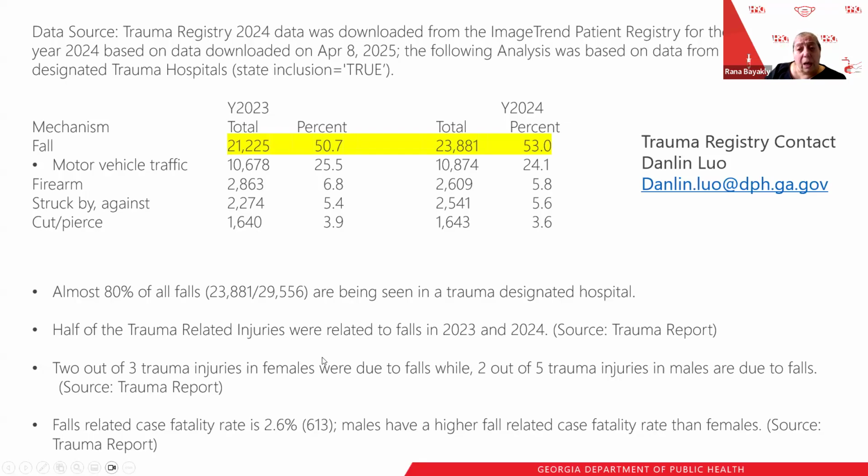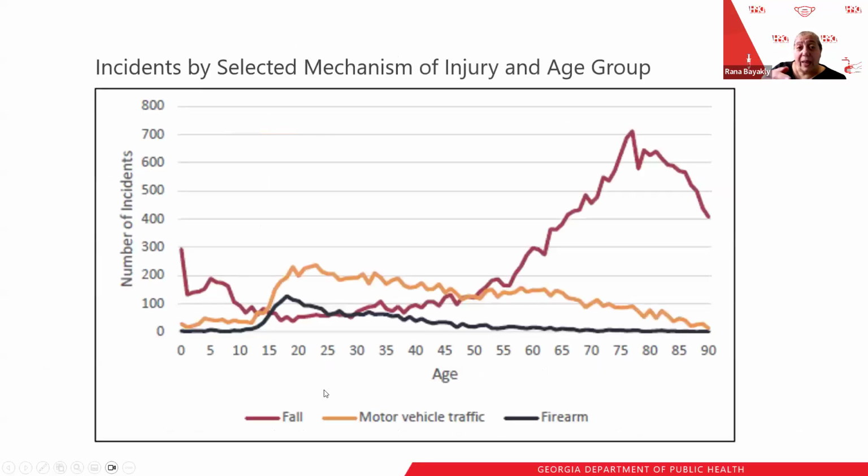And for the trauma, the death is really low among falls. So for those trauma-related falls, the death rate was about 2.6%. So again, if you look at the trauma registry, they have the trauma report, and I put the contact person to actually receive the report. This trauma report was on the web, but for some reason it is not there. But you can still get the report because it is approved.